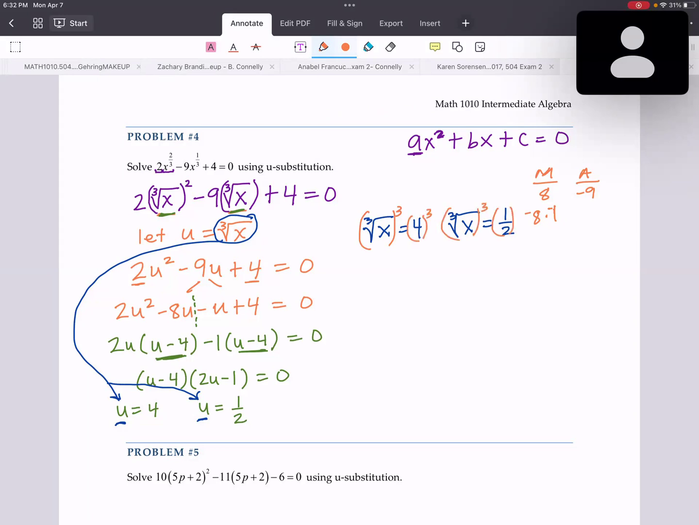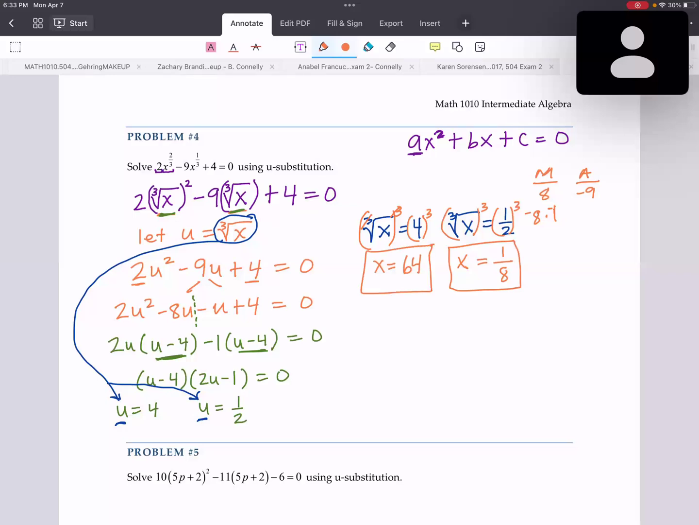Cube all of that. All right, the cube and the cubed root undo each other, leaving x equals 4 times 4 times 4, which is 64. So I'm doing three 4s multiplied together. And then here, I've got x equals 1 times 1 times 1 is just 1, and then 2 times 2 times 2 is 8. And so then I'm left with these two solutions.